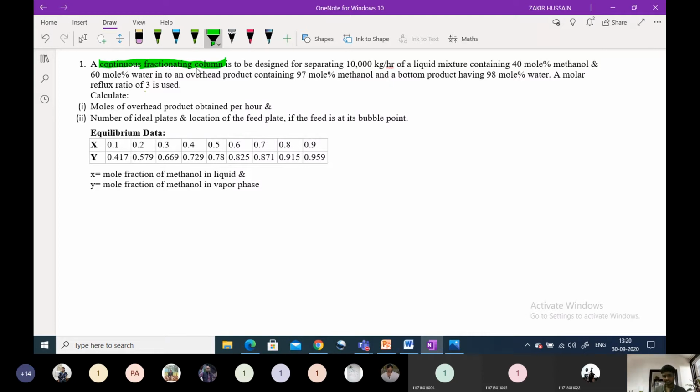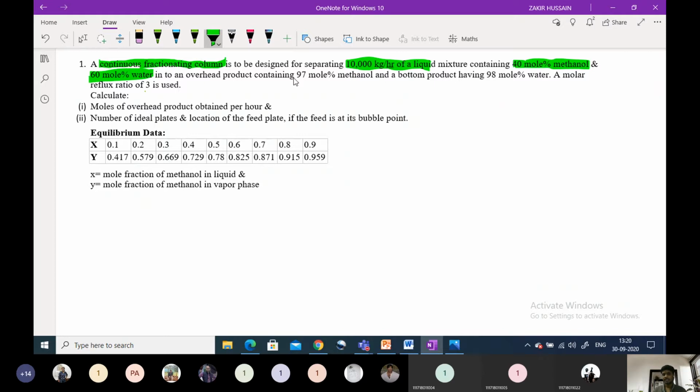So a continuous fractionating column is to be designed for separating 10,000 kg per hour of liquid. So this is the F value: F is equal to 10,000 kg per hour. The liquid mixture contains 40 mole percentage methanol and 60 mole percentage water. Methanol is the more volatile component compared to water, so XF is equal to 0.4.